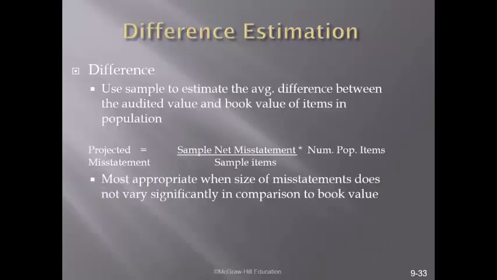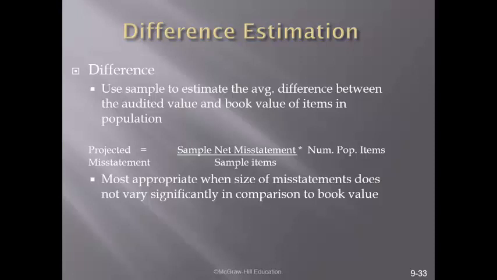Mean per unit estimation uses the mean audited value of the sample as the basis for estimating the projected misstatement and total audit value of a population. Two other options are difference and ratio estimation. In applying difference estimation, the auditors use a sample to estimate the average difference between the audited value and book value of items in a population.